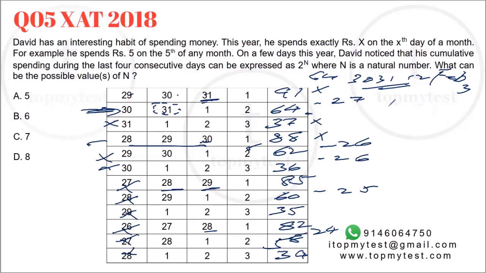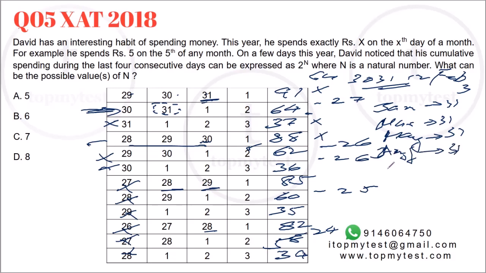Jan ends in 31 days, so after Jan will be Feb. On Feb 3rd, it will happen. March has 31 days, so April 3rd, you will have this. May has 31 days, so on June 3rd, you will find this. July has 31 days, so August 3rd. Again, August has 31 days, so on September 3rd, you will find this. October has 31 days, so on November 3rd, you'll find this.